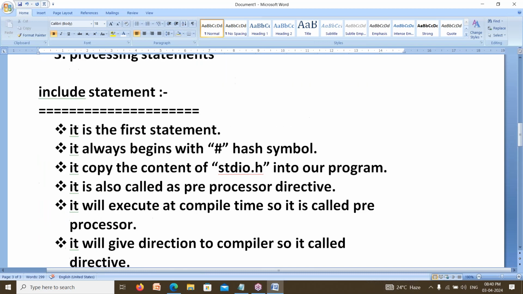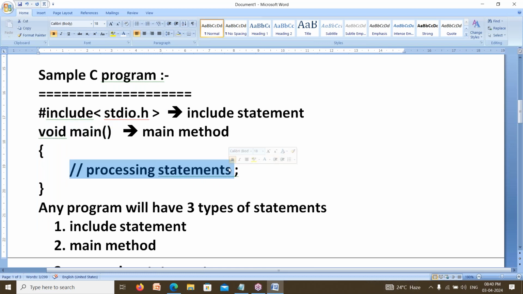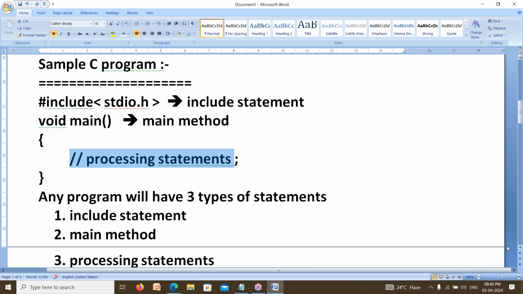So that is about the sample C program. In any sample C program, you need to write this. The main method is compulsory. The solution is compulsory. Right, my dear friends? Note this down.